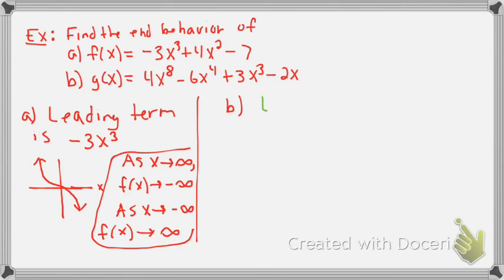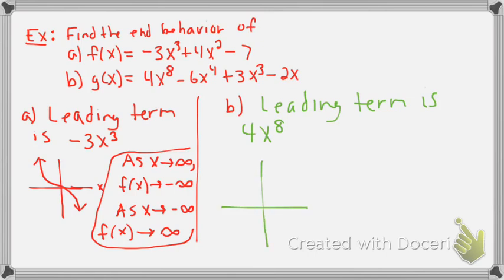For part B, the leading term is 4x to the 8th. The graph of 4x to the 8th almost looks like x squared. It's been stretched by some factor away from the x-axis, but the general shape is opening upward on both ends.